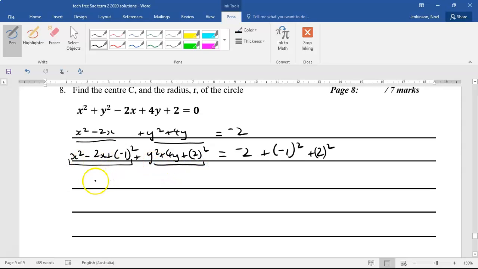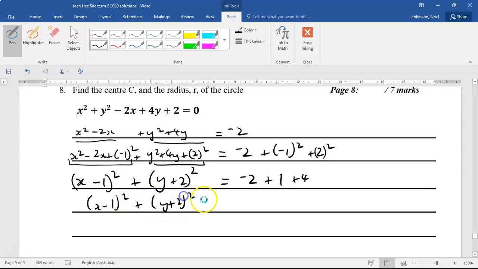This first perfect square is the x from that square and the -1 from that square, all squared. And the second perfect square is the y from the first square, the 2 from the second one, all squared. And on the other side we've got -2, plus -1 squared is 1, plus 4. So we have x minus 1 squared and y plus 2 squared equals 3. -2 plus 5, 3.